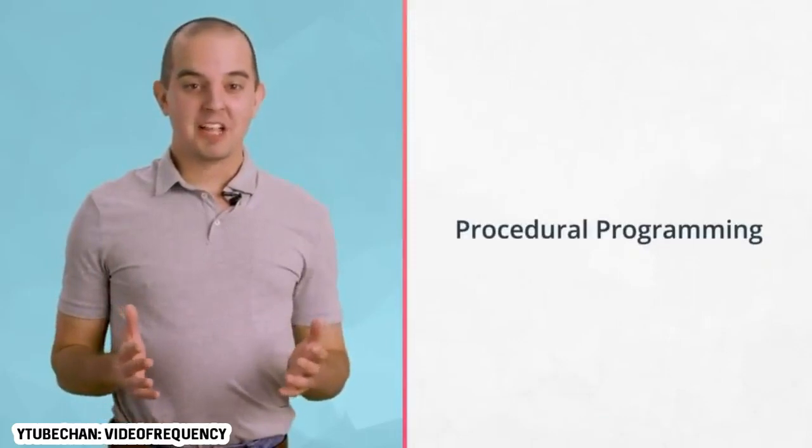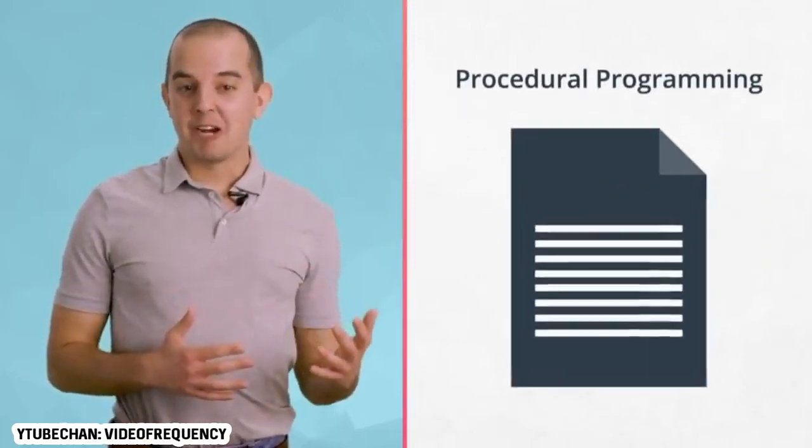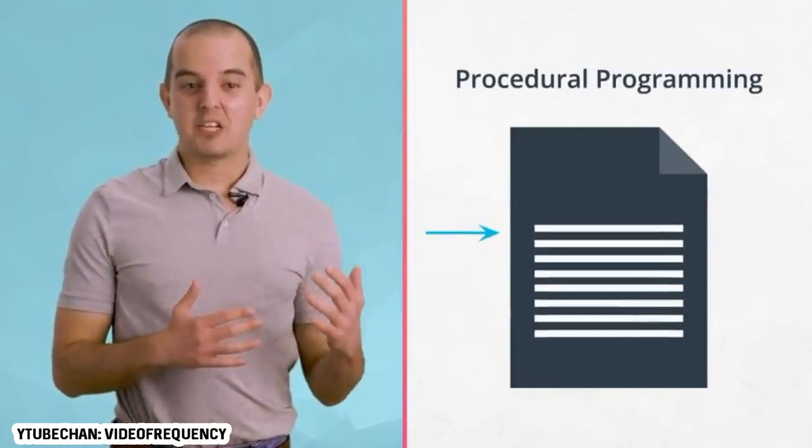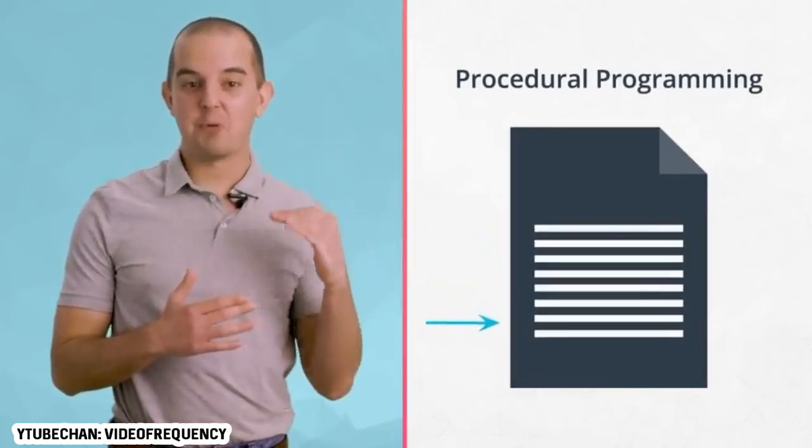When you first learned to program, you were probably using a style called procedural programming. A procedural program is essentially a list of instructions that execute one after the other, starting from the top of a file and working down.